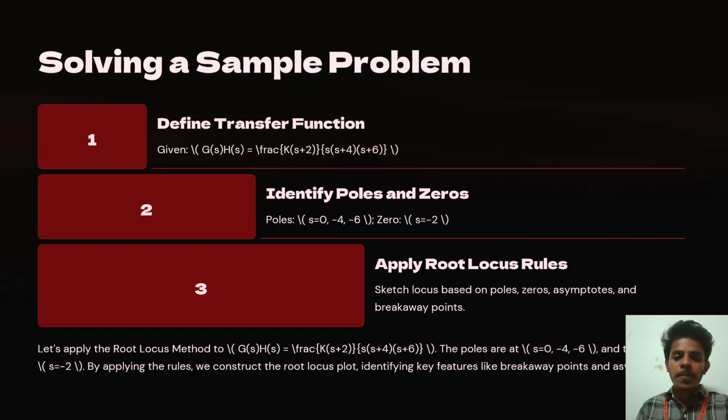Solving a sample problem. This is the defined transfer function. We can observe in the given function, identify poles and zeros, then apply root locus rules. If we apply the root locus method to G(s)H(s) equal to the given formula, the poles are at s equals 0, minus 4, minus 6. By applying the rules, we construct the root locus plot and identify key features like breakaway points.